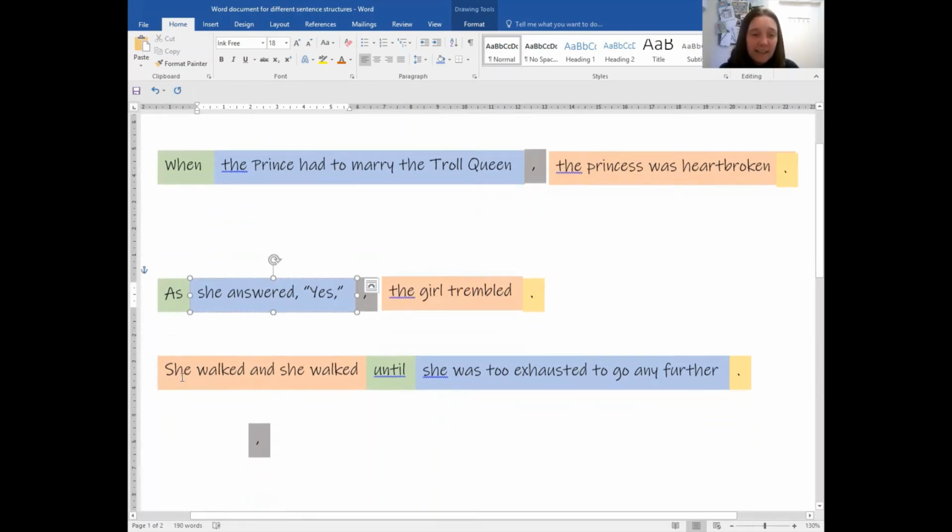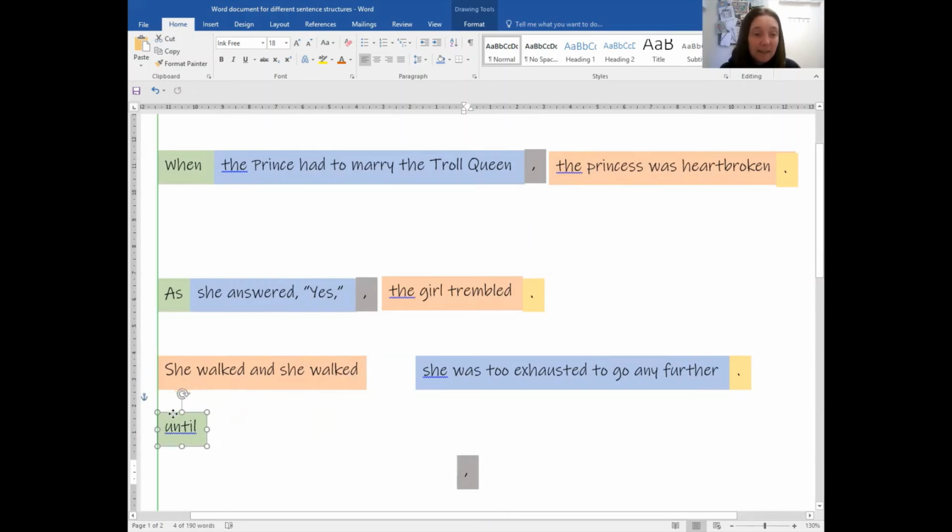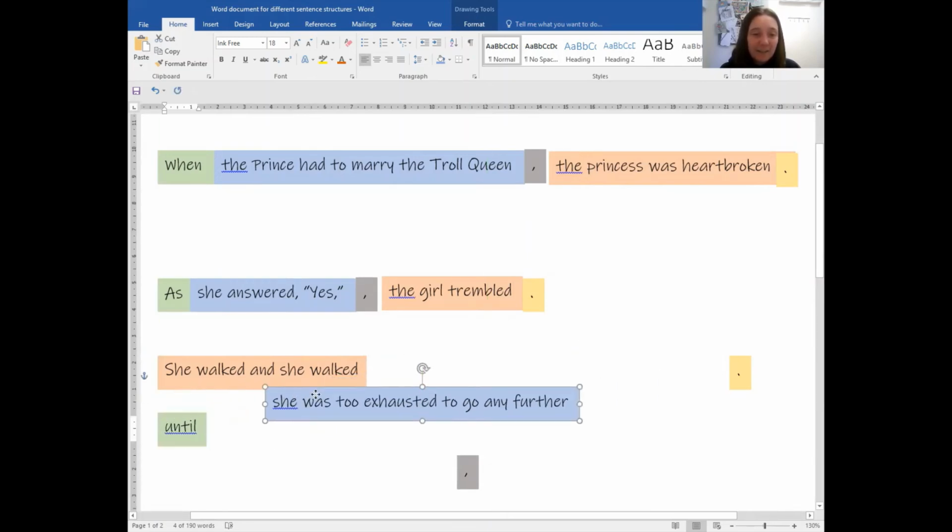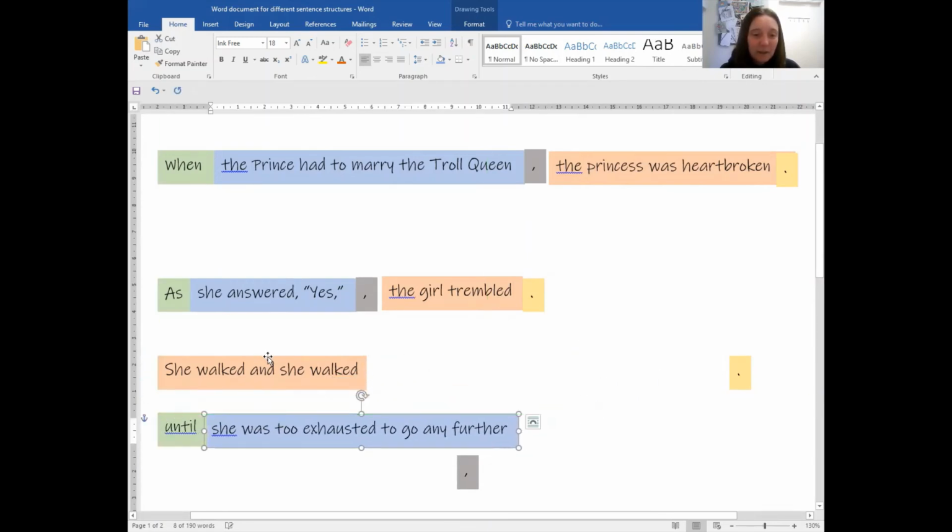And finally, let's see if we can change the structure of this one. She walked and she walked until she was too exhausted to go any further. Let's start our sentence with this part again. Until she was too exhausted to go any further, she walked and she walked. Yes, that makes sense. It's still telling the reader the same information.